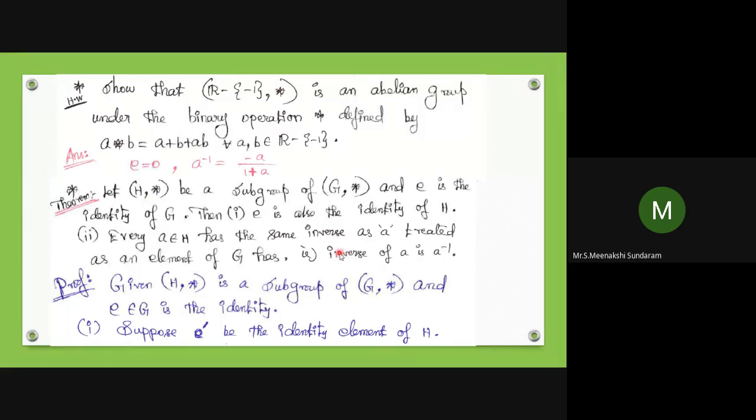The inverse is the same combination. So next theorem: let H, star be a subgroup of G, star. Then H and G have a common identity E.